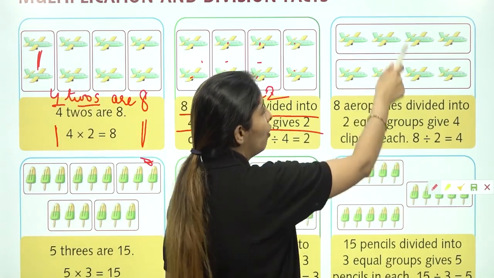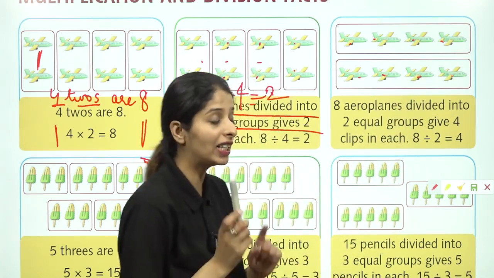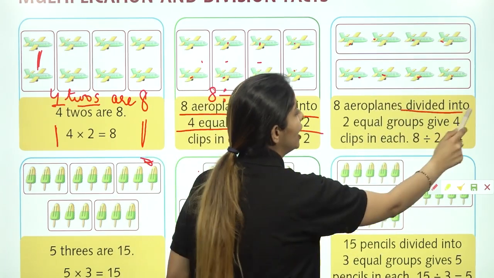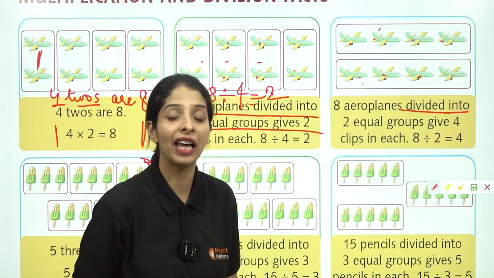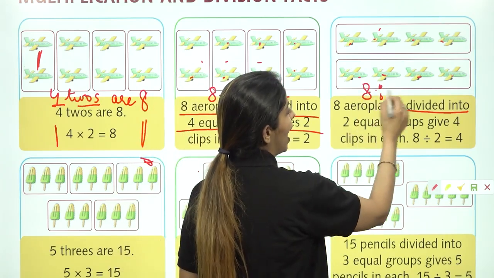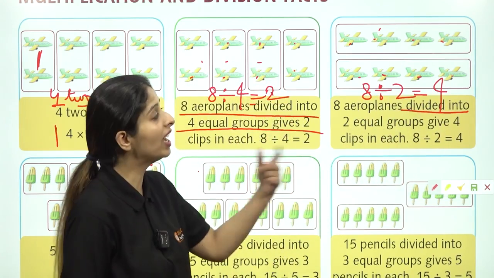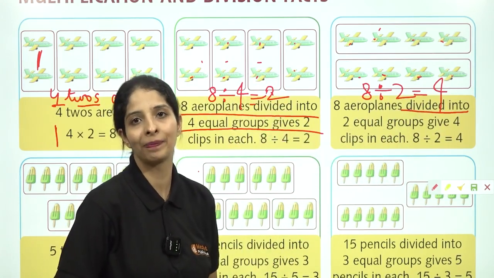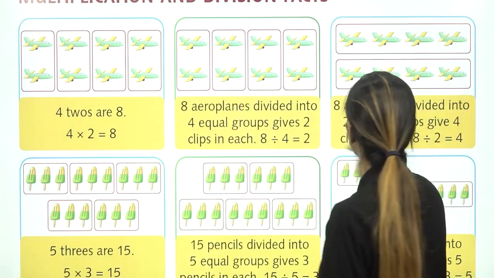Again, now we have 1, 2, 3, 4, 5, 6, 7, 8. We have 8 aeroplanes divided into, now we have 2 groups. So how many aeroplanes are there in these 2 groups? How can we divide? 8 divided by 2. The answer will be 4. So in each group, we have 4 aeroplanes. This is how you use multiplication and division.